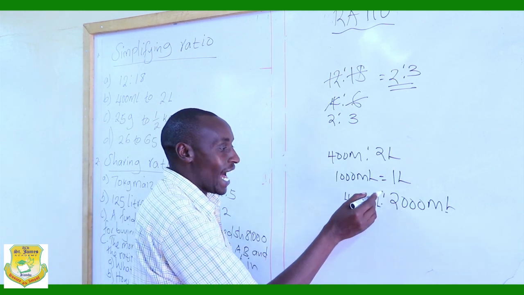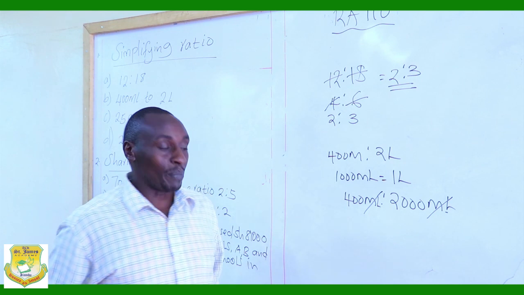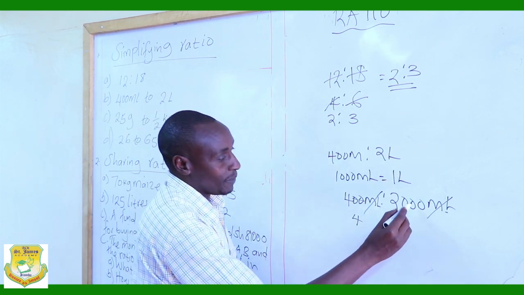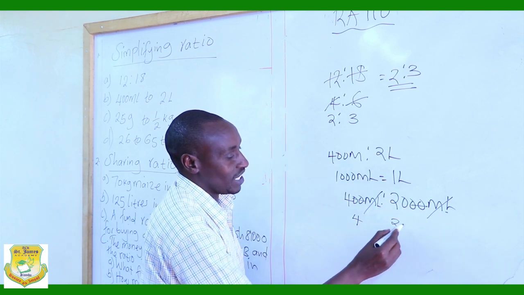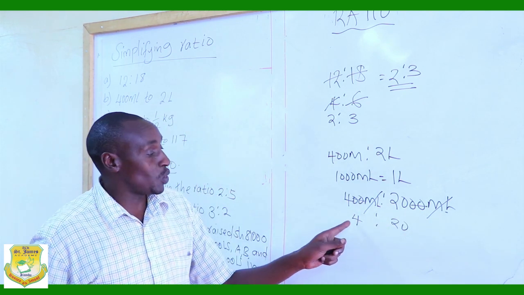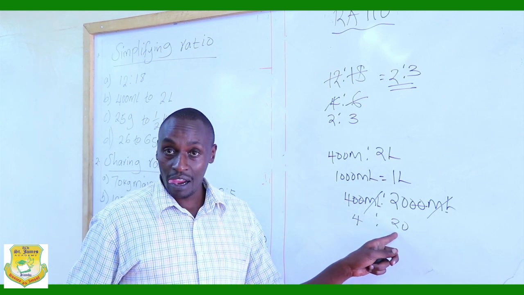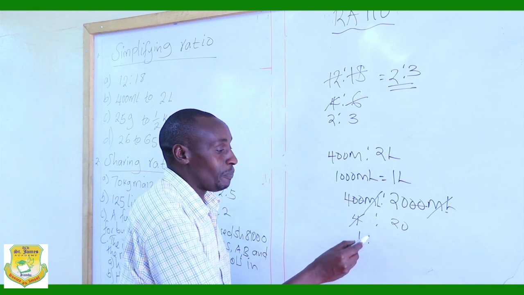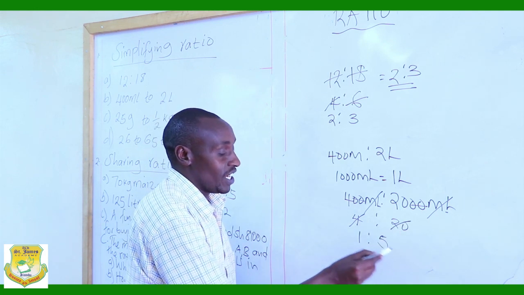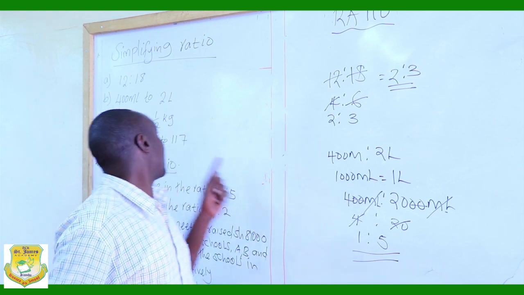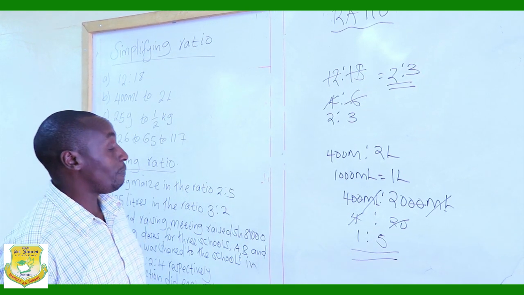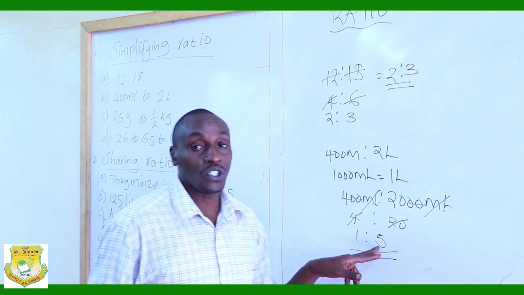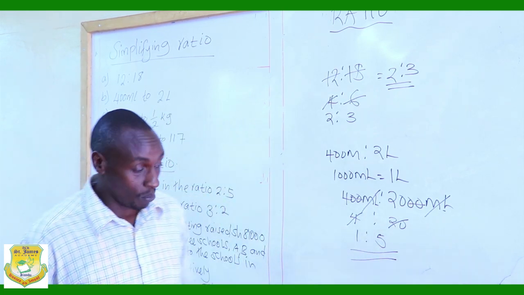We have said in ratio, we don't write the units. So they are common. I simplify. From there, I simplify by 100, I get 4. I simplify by 100, I get 20. There is a common divisor between 4 and 20. 4 is common. So I simplify by 4, I get 1. By 4, I get 5. So as we simplify 400 ml is to 2 liters, I get 1 is to 5 in the simplest form.